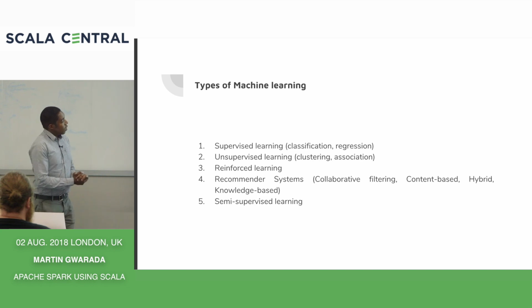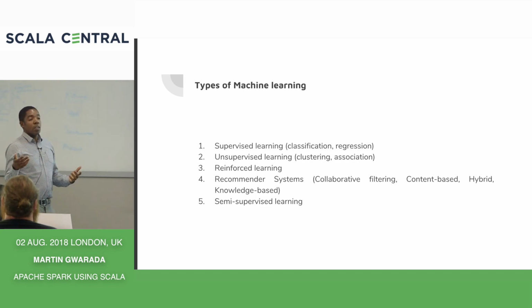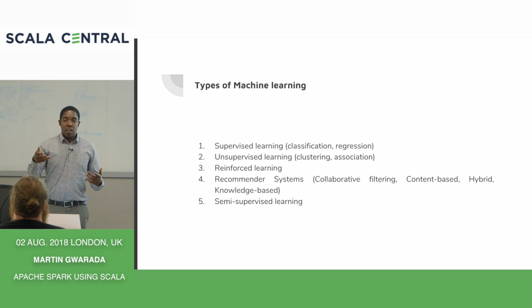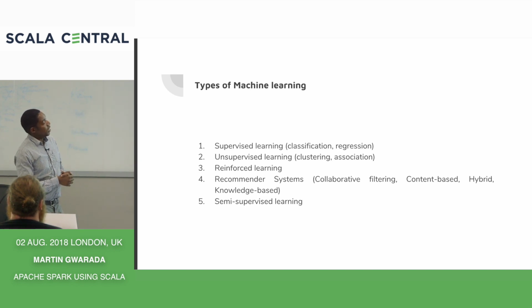And then the types of machine learning. Obviously you've got supervised learning, whereby you've got inputs as well as outputs, and you're trying to get the model which you then apply to your data. So we've got classification, and then we've got regression.